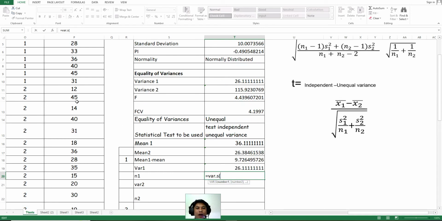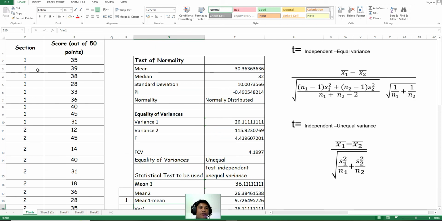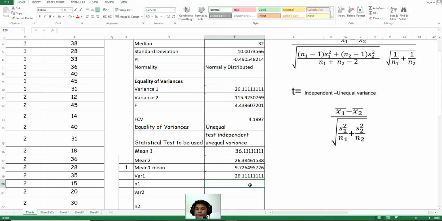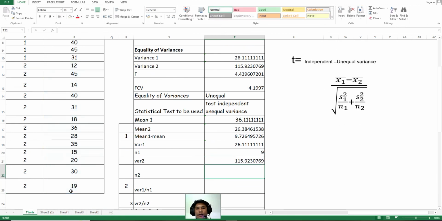Oh, no. N1 we are going to count. We will not use the var. N1 is how many are in variance 1. In our variance 1, there are actually 9. So our N1 is 9. Now let's go to variance 2, that is equal var.s. And then we will also use the data for group 2 or section 2 here. Enter. And then how many again? So let us try to count. Look at here, 13. So this is 13.